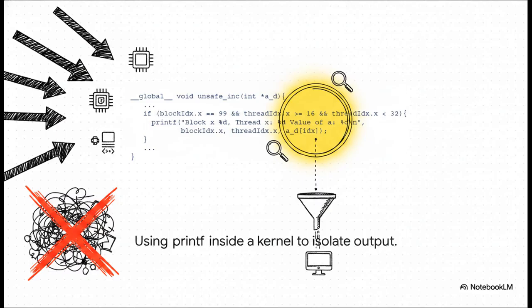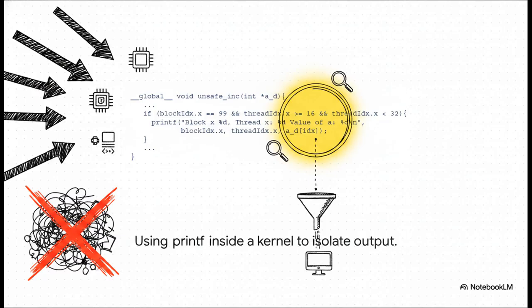Let's look a little closer at printf. So yes, printf works right inside the GPU kernel, which means each thread can print its local state. But take a close look at the code snippet we have up here. Think about it. If you have thousands of threads printing at the exact same time, your terminal is completely overwhelmed. It's just a wall of text.